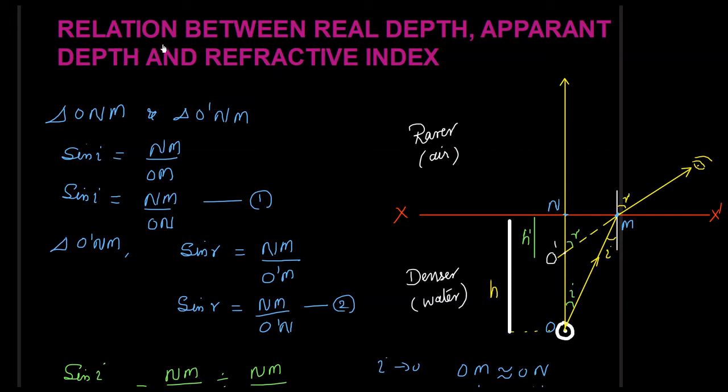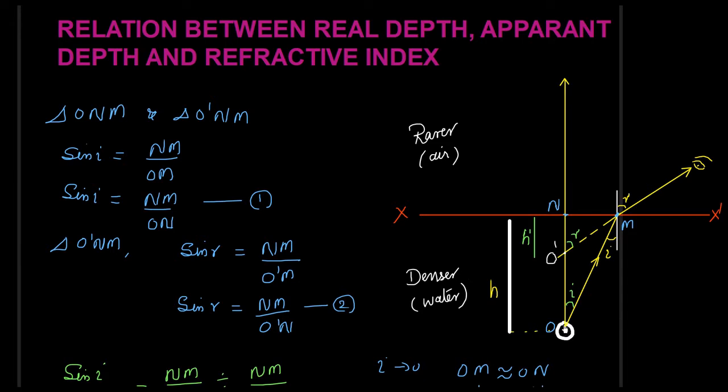Relation between real depth, apparent depth and refractive index. When a ray of light passes from denser medium to rarer medium, the refracted ray bends away from the normal. Now look at the two media.